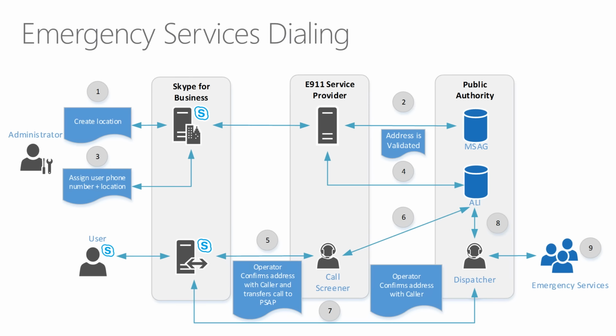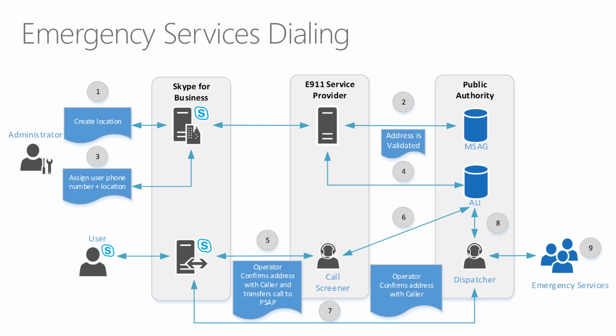So let's take a look at the flow of emergency service dialing. Please note that this diagram is specific to the US. However, I will point out all the differences to other countries and regions. So at the very left, we can see the administrator. Before the administrator assigns a phone number to a user, the administrator creates the location. That's step one. Step two is that this address is validated against the Master Street Address Guide to make sure that this address really exists.